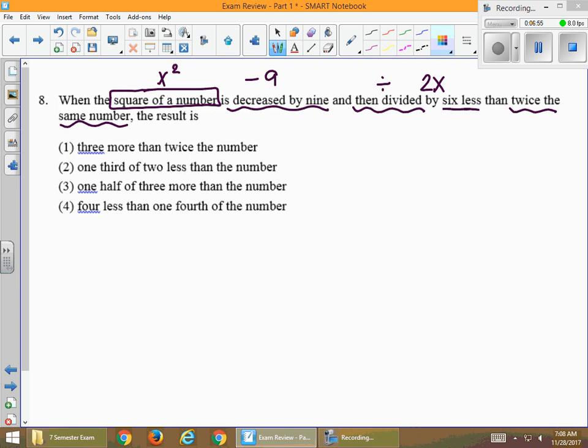and 6 less. The thing with subtraction is a lot of times the way it's written, you have to kind of think of it backwards. So 2 times x minus 6 is the same as 6 less than twice the number. So I have x squared minus 9 over 2x minus 6. And if I had given you that, you could have factored and canceled so quickly.